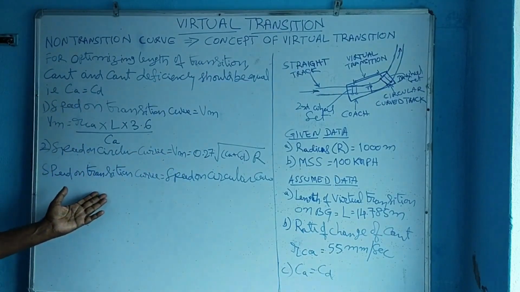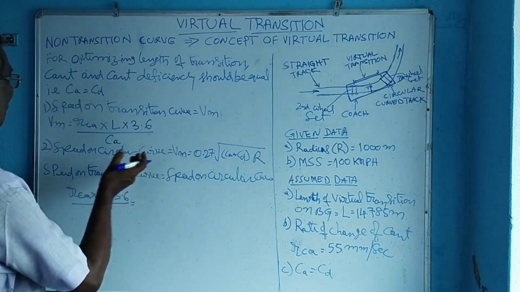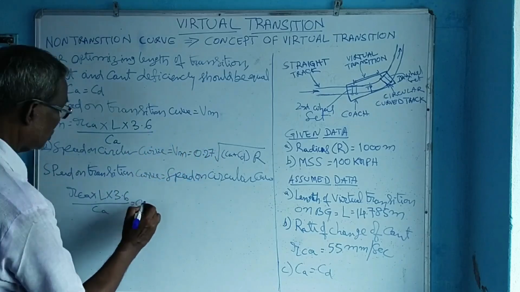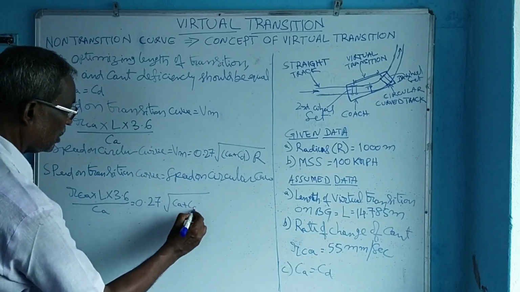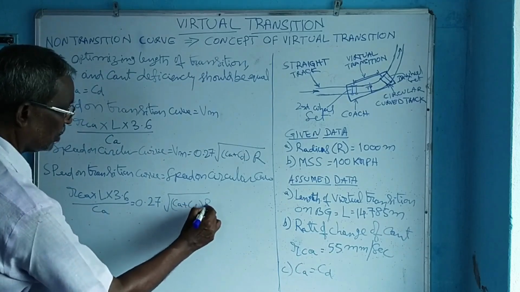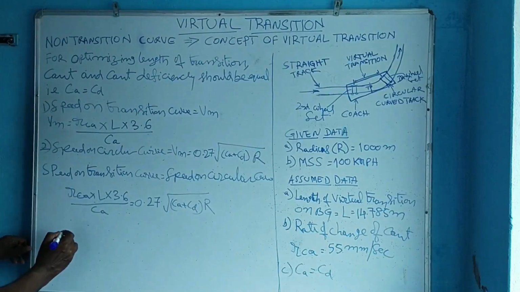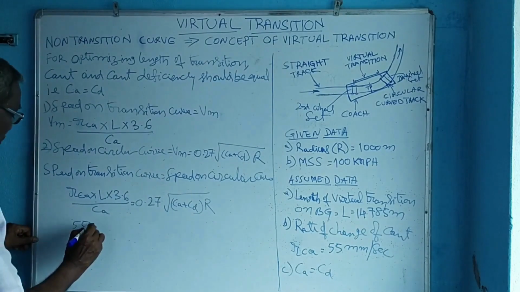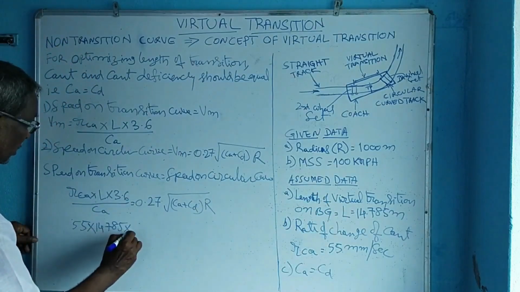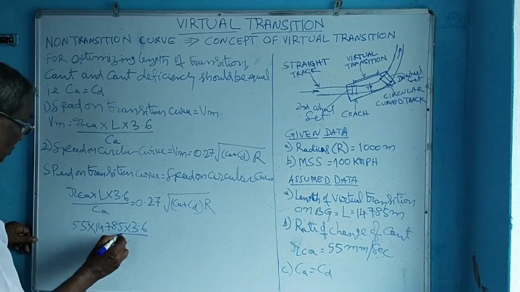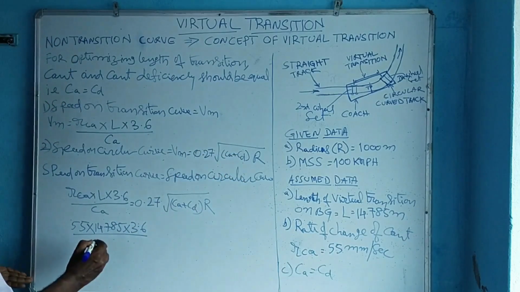What is the speed on transition curve? RCA into L into 3.6 by CA. What is the speed on circular curve? 0.27 square root of CA plus CD into R. Now we can substitute the values. RCA 55 into length of transition 14.785 into 3.6 by, we don't have CA, the actual cant.